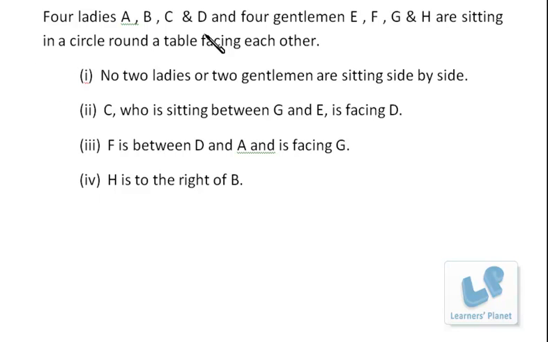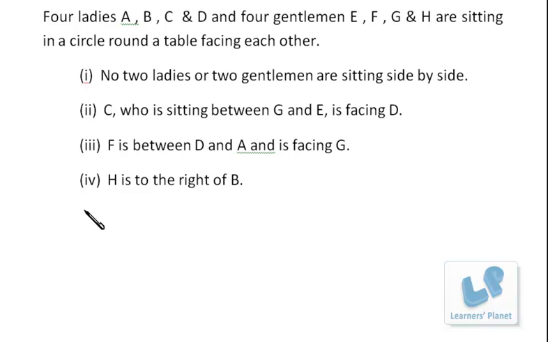4 ladies A, B, C, and D and 4 gentlemen E, F, G, H are sitting in a circle round a table facing each other, right? Now the instructions are, there are 4 ladies and 4 gentlemen, that means in all there are 8 people. No 2 ladies or 2 gentlemen are sitting side by side. C, who is sitting between G and E, is facing D. This information and this information. In the first instance, no need to read all the information. You start making the diagram, right?